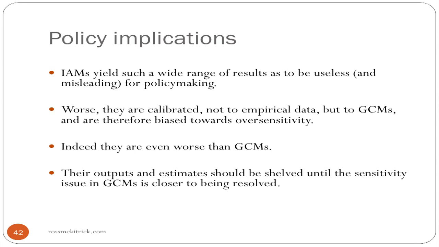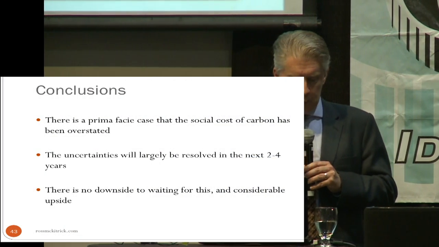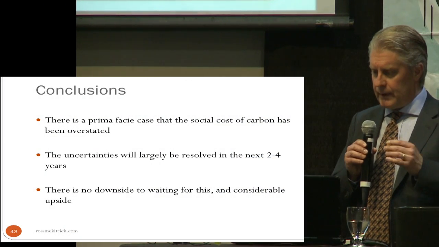So they're useful for some things. They're especially useful for looking at the role of the discount rate, just because that's a more objective calculation. But most of the other stuff, they're kind of interesting for thought experiments, but as far as policymaking goes, we have good reason not to take them too seriously, and especially now would be a good time to set them aside until the sensitivity issue in GCMs is closer to being resolved. And it's that point here that I'll wrap up with.